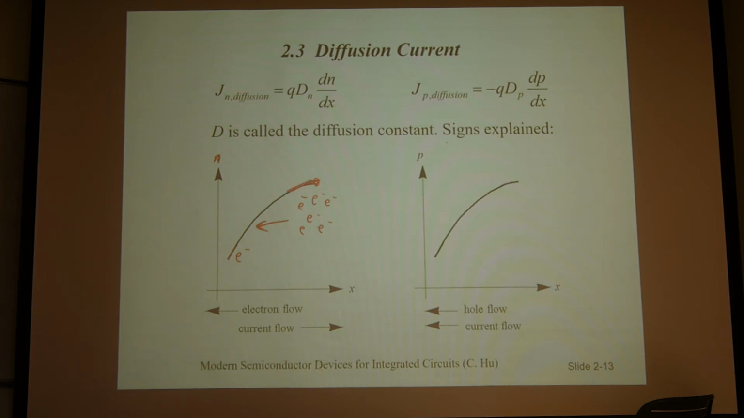So that means the slope will determine the current. The slope is dn over dx. So you can imagine that if you have another kind of profile like this, then you have another dn over dx. This one, the top one, will be larger than the bottom one in terms of the gradient here. That means you will have larger current for the top case than the lower case.